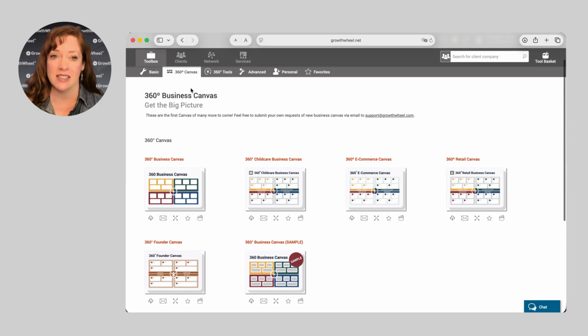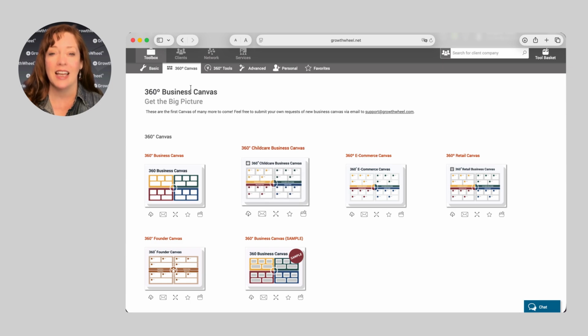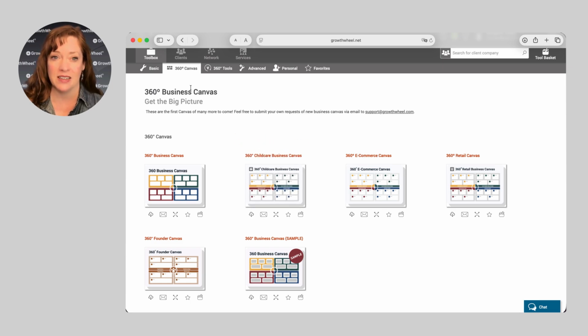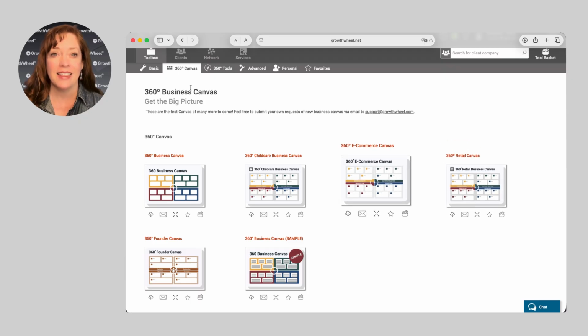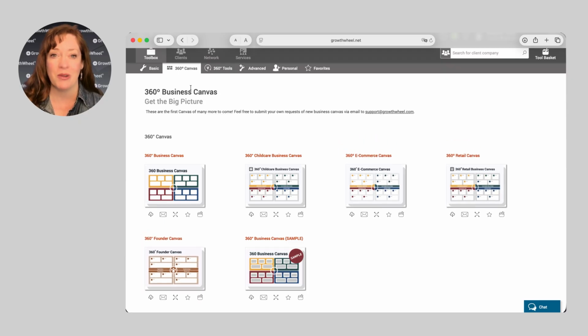available canvases. In addition to the original 360-degree business canvas, you can now explore our growing collection of industry-specific canvases, including the child care canvas, the retail canvas, the e-commerce canvas, and the founder canvas, with more on the way.